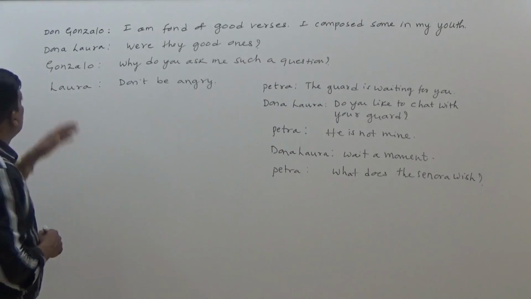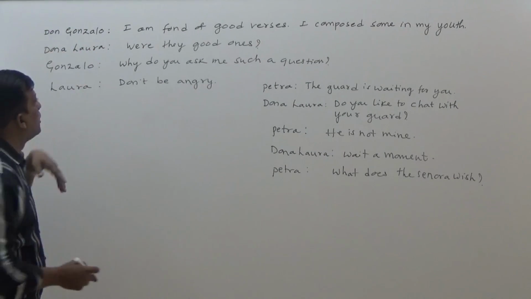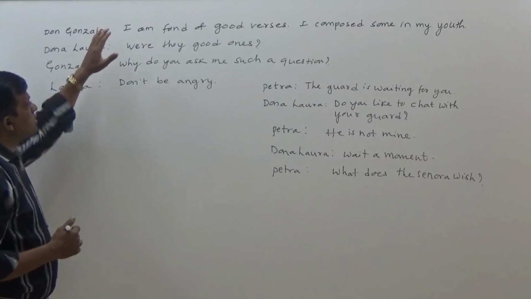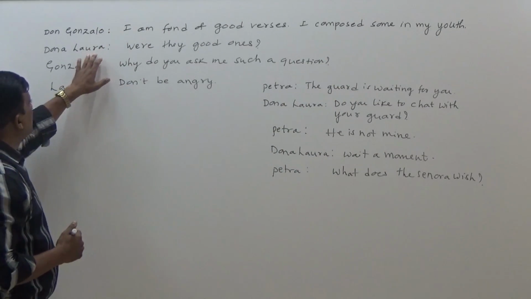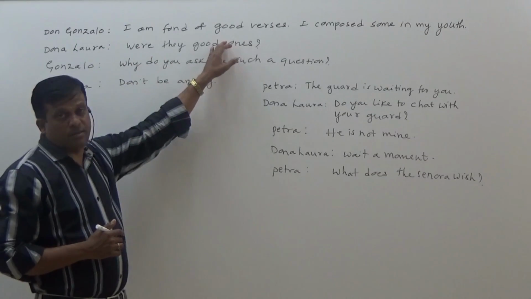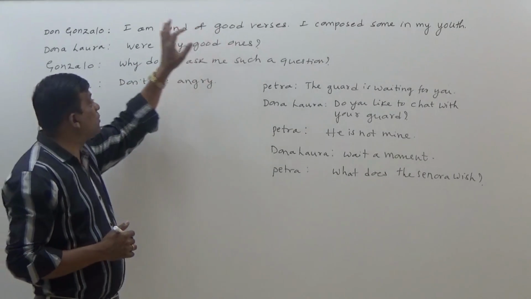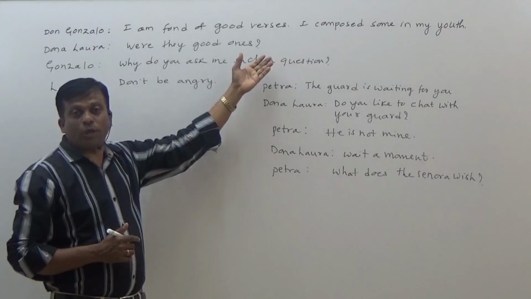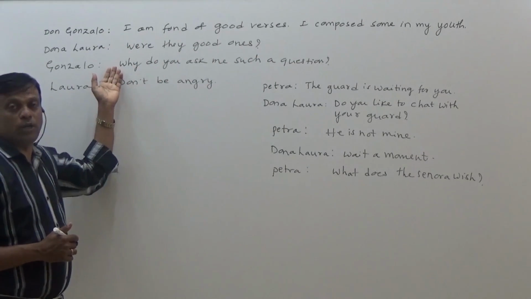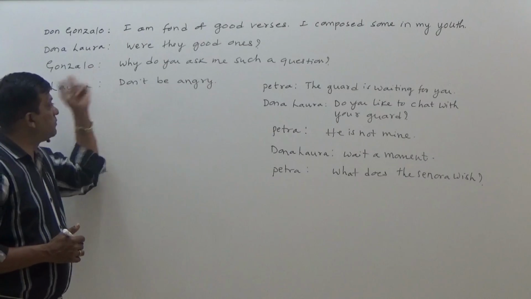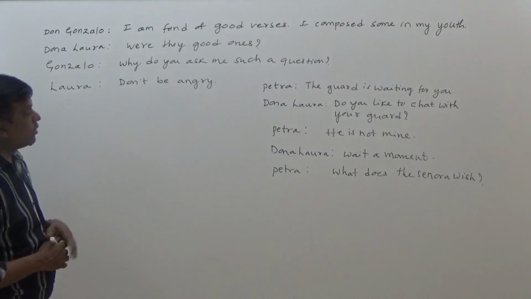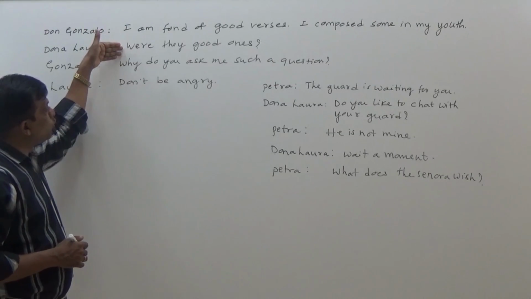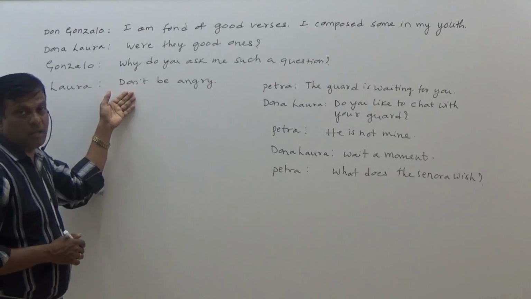lessons. See, Don Gonzalo, I am fond of good verses. I composed some in my youth. It is assertive sentence. Then Laura says, were they good ones? Interrogative sentence beginning with helping verb. Then Gonzalo, why do you ask me such a question? Here also it is interrogative sentence beginning with WH word. Then Laura, don't be angry. Again imperative sentence. So assertive, 2 kinds of questions, then imperative.